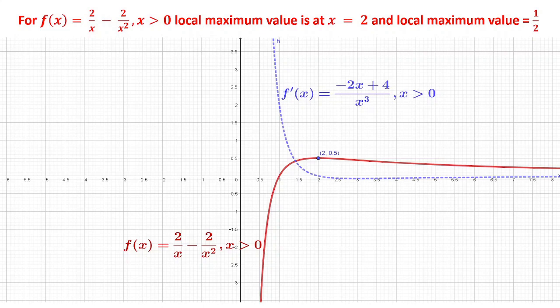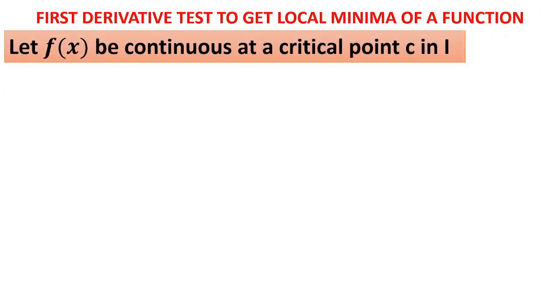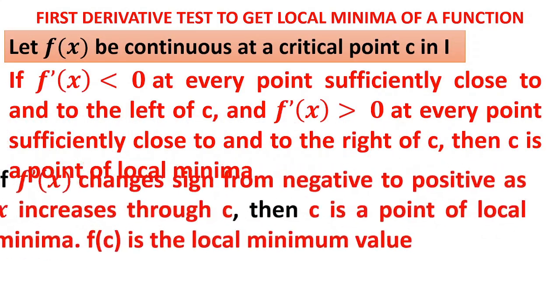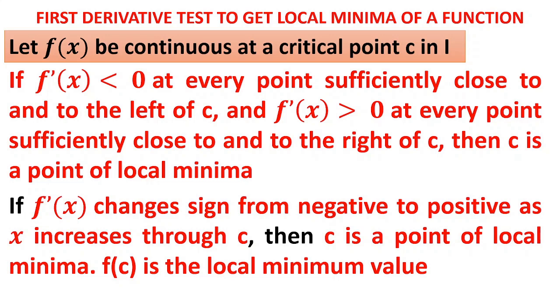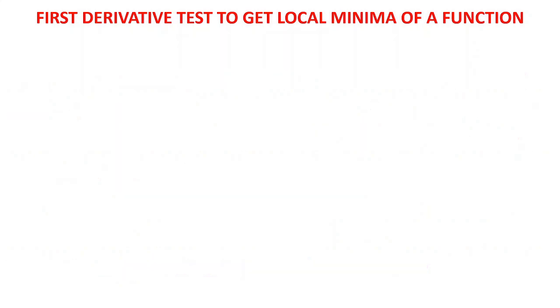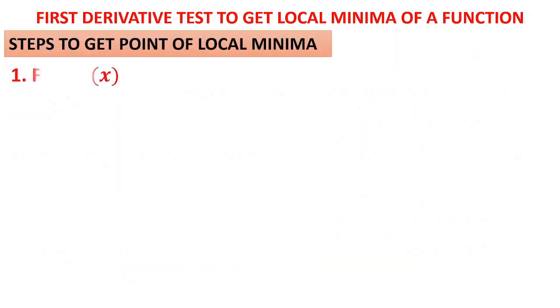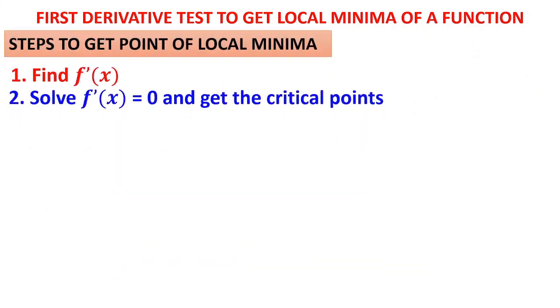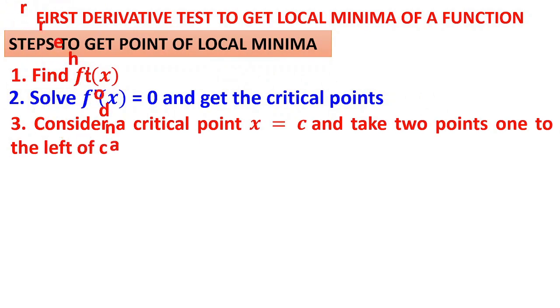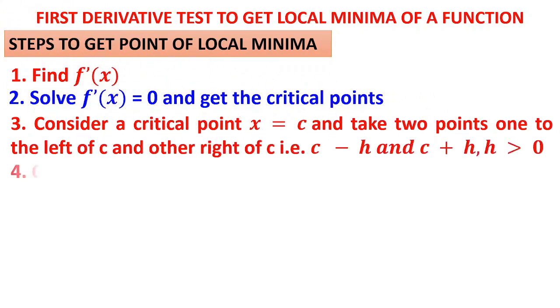Now, first derivative test to get local minima. There we saw that if it changes from positive to negative it is local maxima, and if it changes from negative to positive it is local minima. Let us take one example. How to do it? Find f dash of x, solve f dash of x equal to 0 and get the critical points, and consider a critical point and take 2 points, one on the left and one on the right. Already we have discussed.